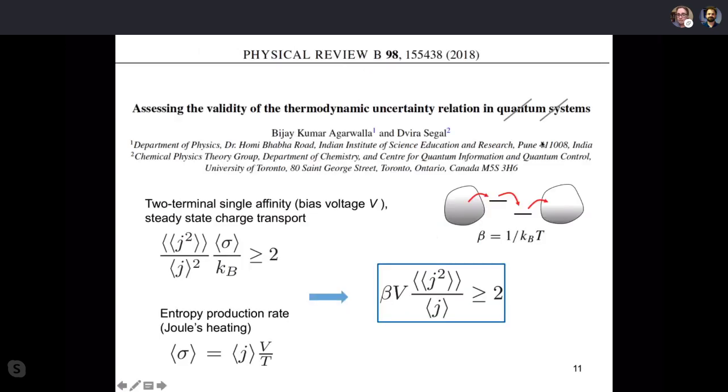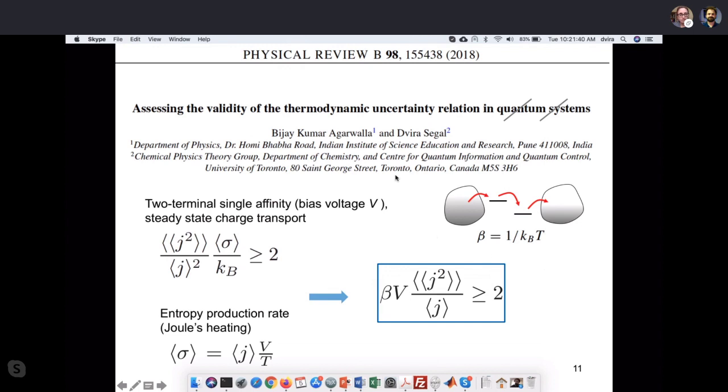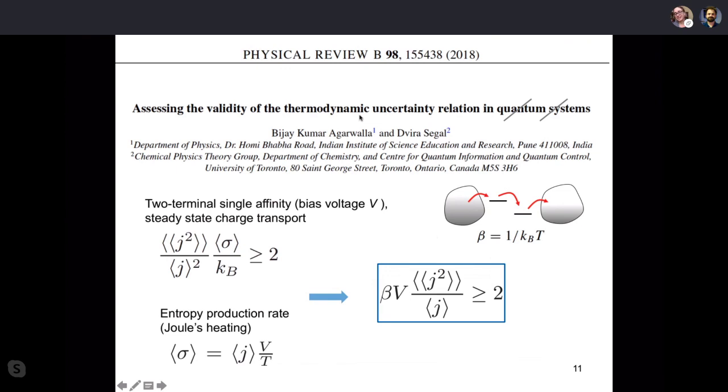Okay, so that's a paper I'm going to discuss in some detail, assessing the validity of the thermodynamic uncertainty relation. And again, I crossed out the quantum systems because the main argument is not necessarily for quantum systems. So here's the thermodynamic uncertainty relation. There could be different currents, but here we are going to focus on this setup where we just have two terminals, two electrodes, and a single affinity. We just apply a bias voltage V. And we focus on the steady state regime, and it's all about charge transport.